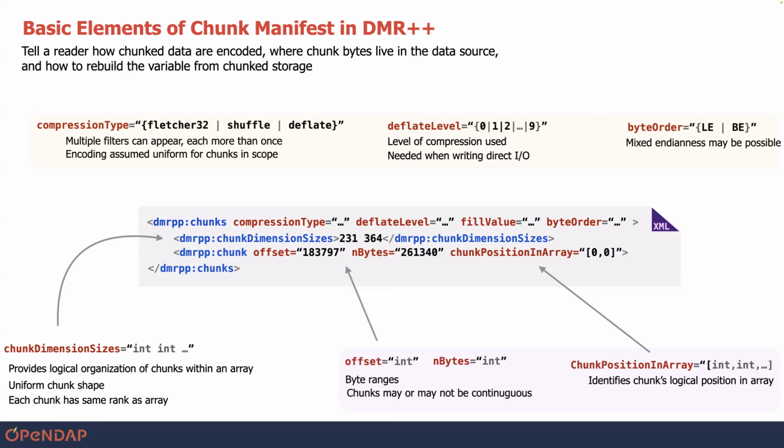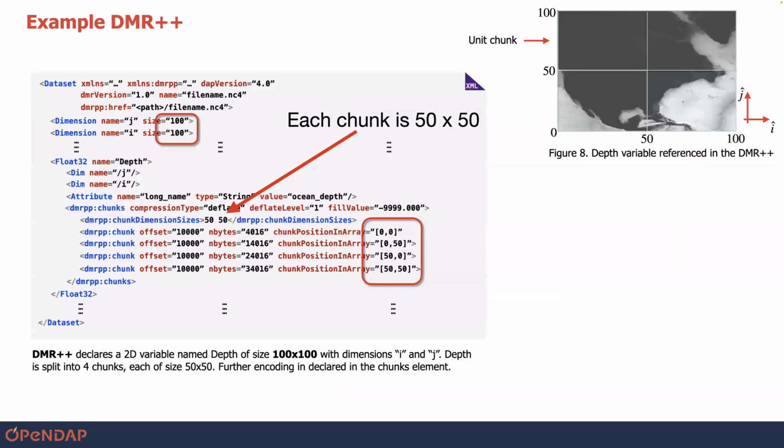Chunk dimension sizes is just a list of integers separated by spaces. So it's very easy to parse. You can use things in just about any programming language to parse it. As I said, offset, n bytes, and chunk position in an array. These are all required attributes. All of the attributes of chunks, the enclosing element, are actually optional. But in most cases, you'll see the same sort of stuff. You'll see compression type, you'll see deflate level, and you'll see byte order.